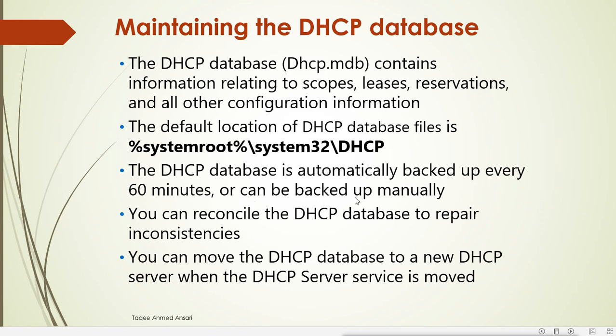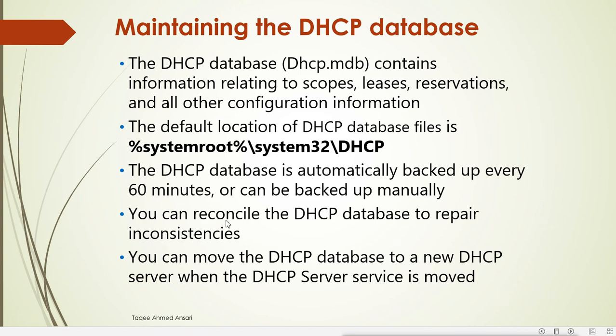This DHCP database is automatically backed up every 60 minutes, or it can be backed up manually also. We can also reconcile the DHCP database to repair inconsistencies. There is an option to reconcile the database, so if we are seeing some inconsistencies, we can reconcile the database to repair it.